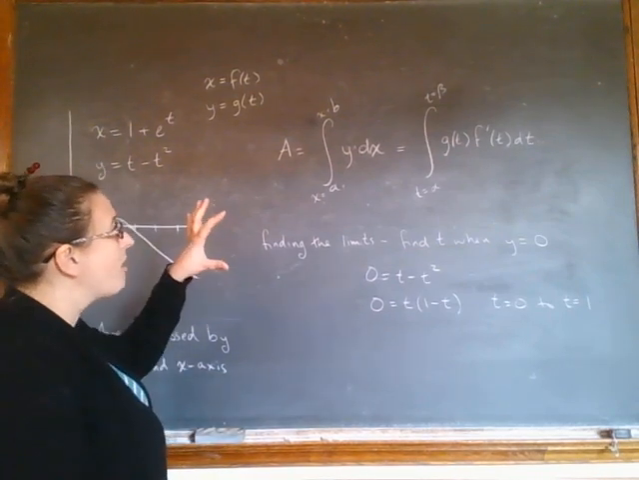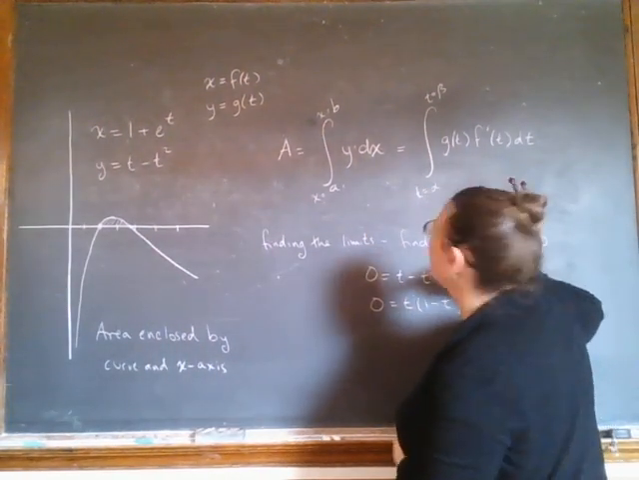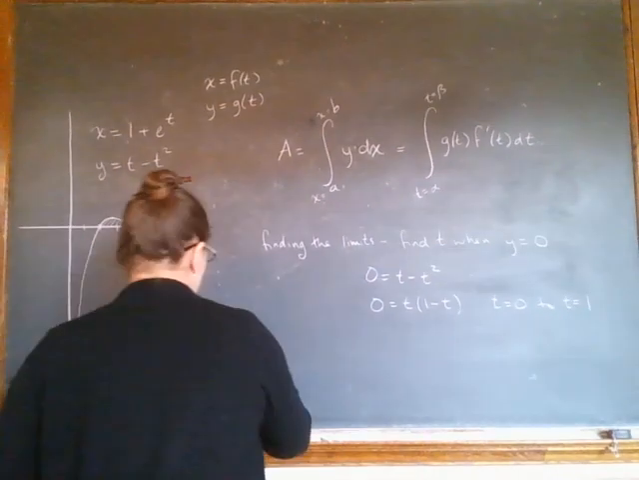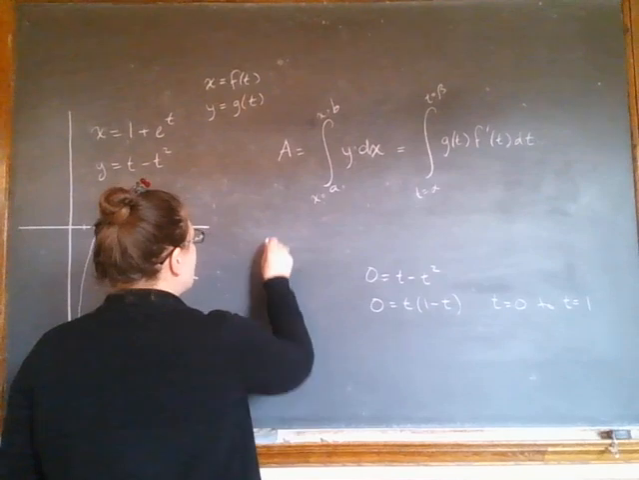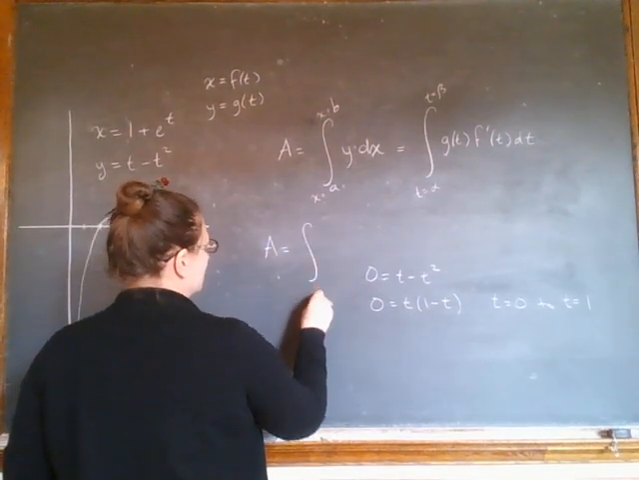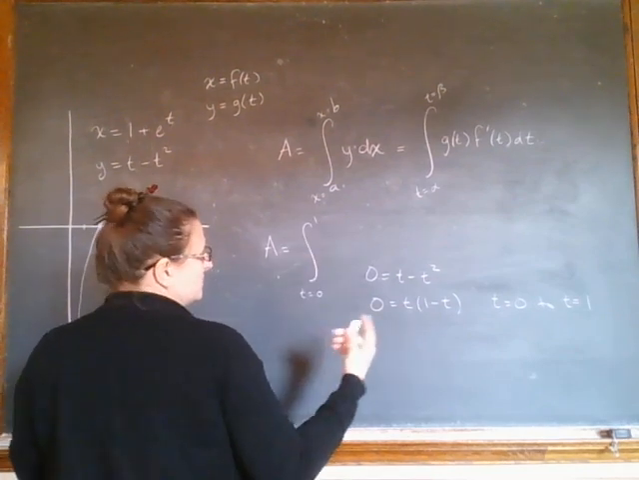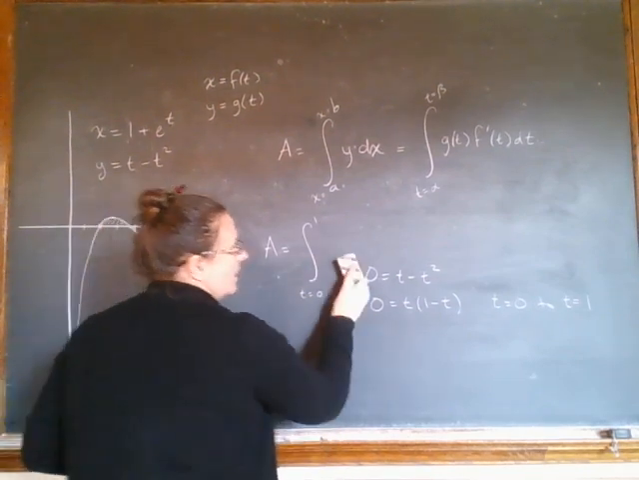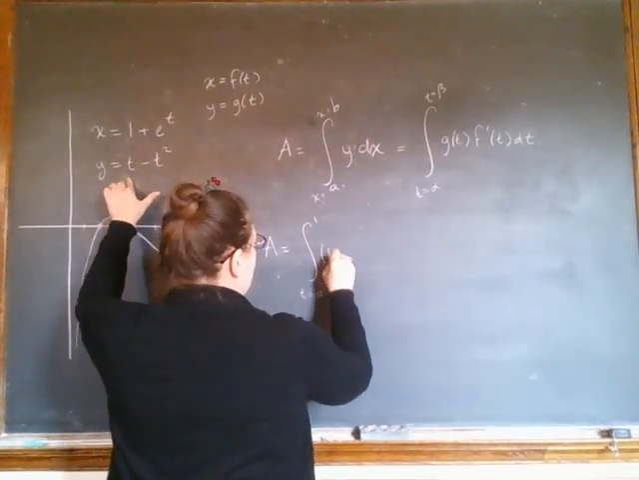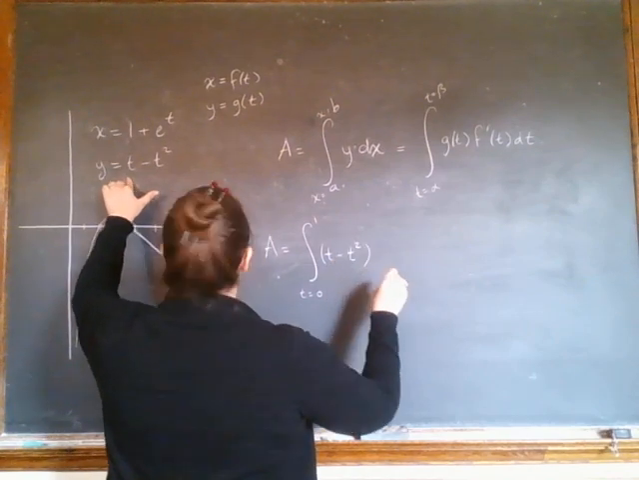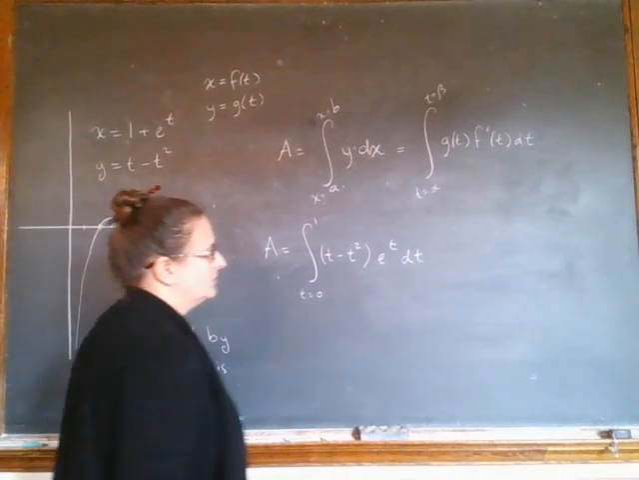So then what is our integral going to be? This is going to be hard to see, so I'm going to erase this and just write it here. Area is the integral, t going from 0 to 1, and you don't need to put the t there, I'm just doing it to point out what we're doing. And then we want to put the g of t, which is your y, and then your f prime, which is going to be e to the t dt, and then we go ahead and do this integral.